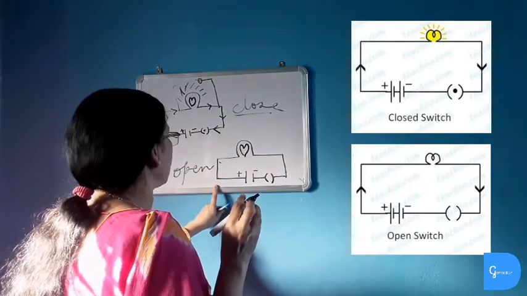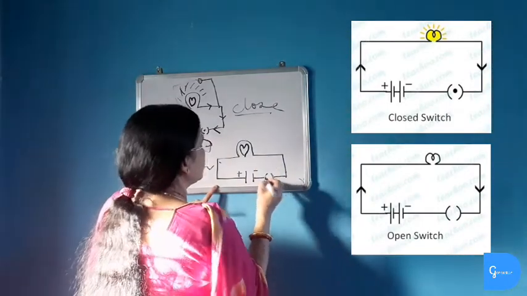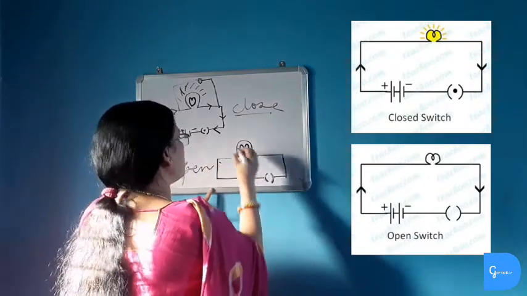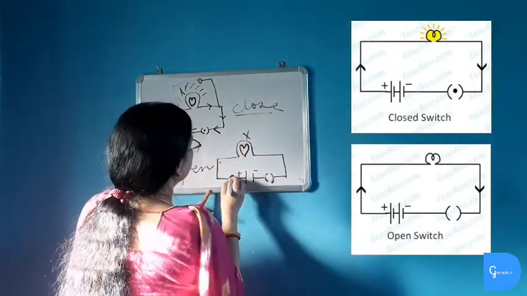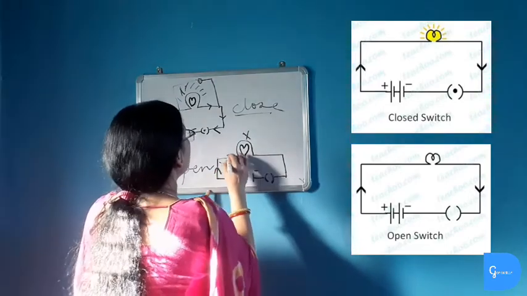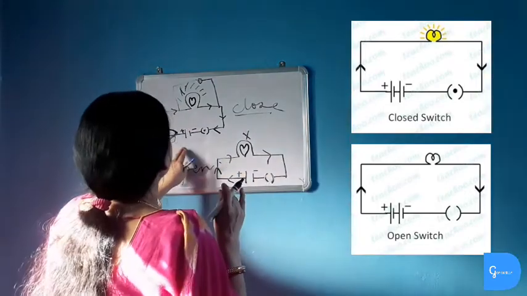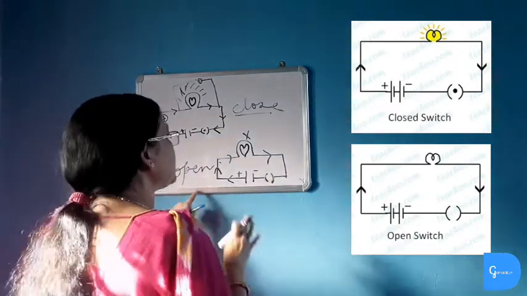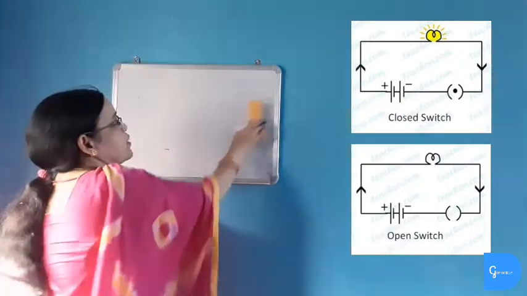And in an open circuit, what happens? The switch is open, so there is no flow of current as there is a breakage in the circuit, so the bulb will not glow here, and neither will the current flow from positive terminal to negative terminal. So we can say that in a closed circuit the current flows and in an open circuit the current does not flow.